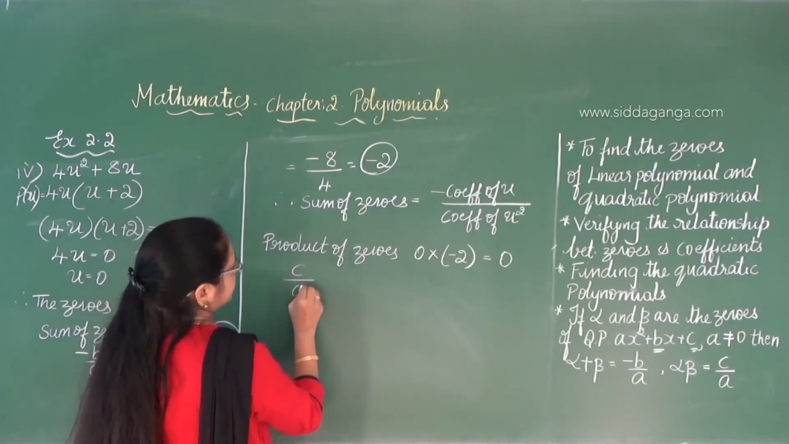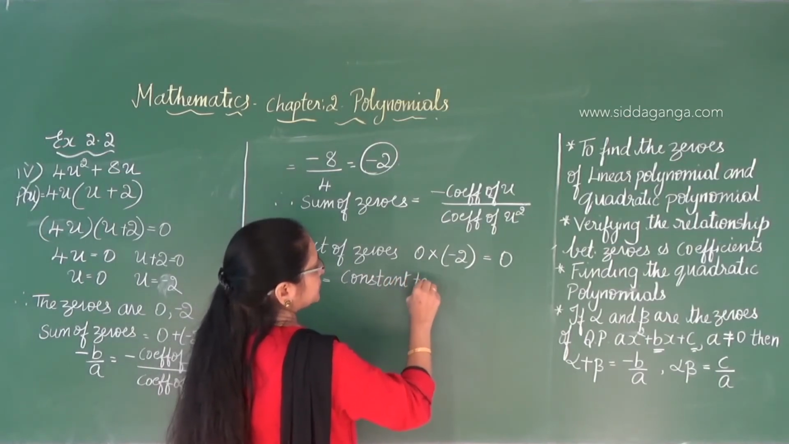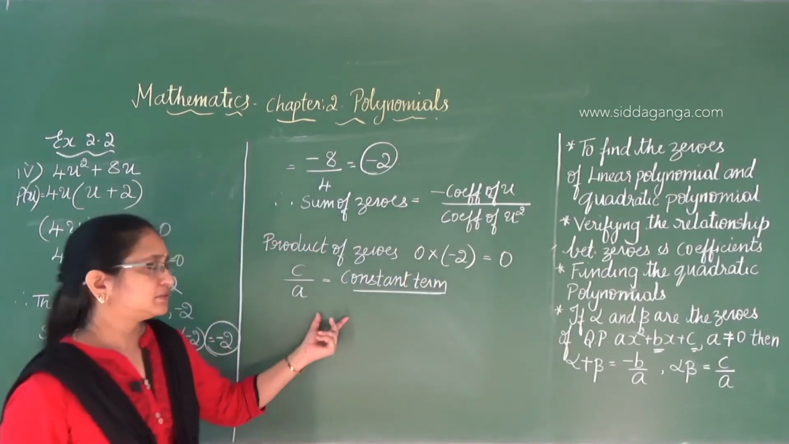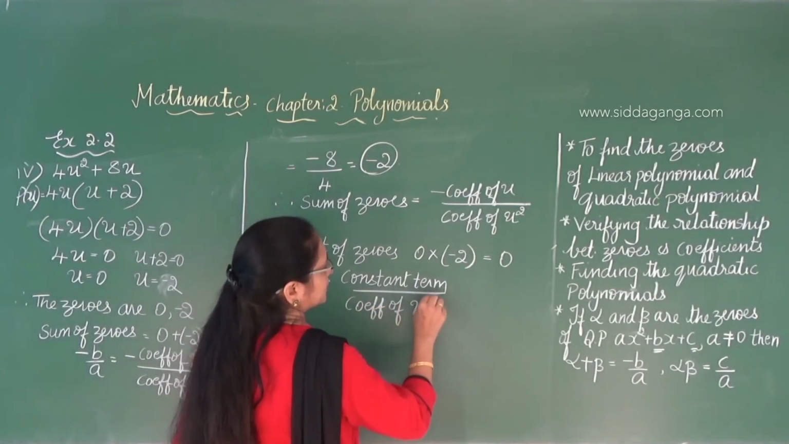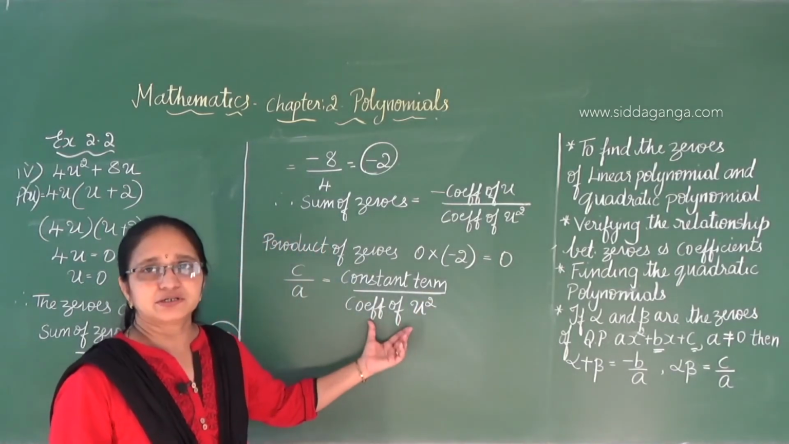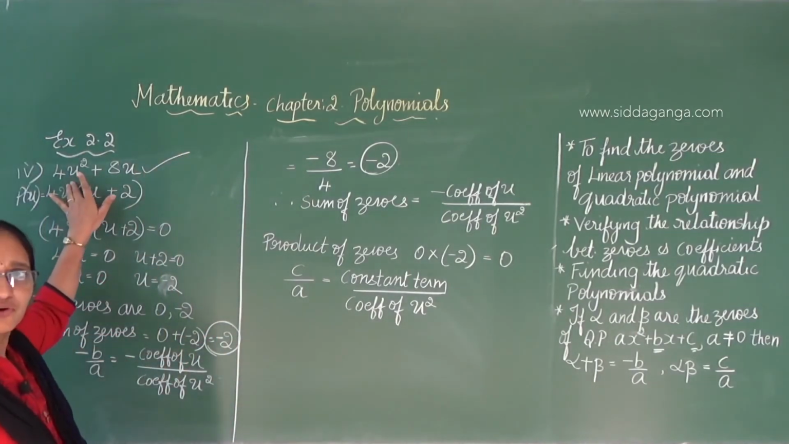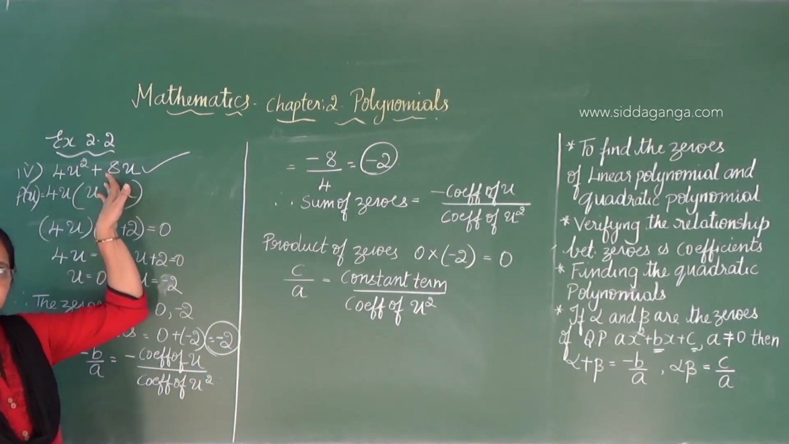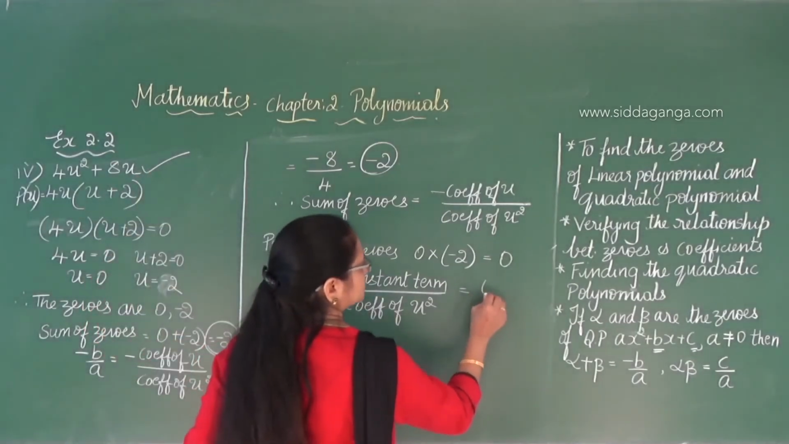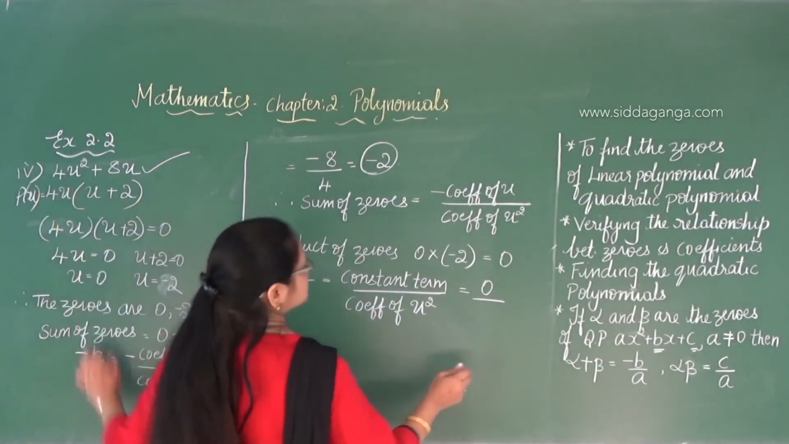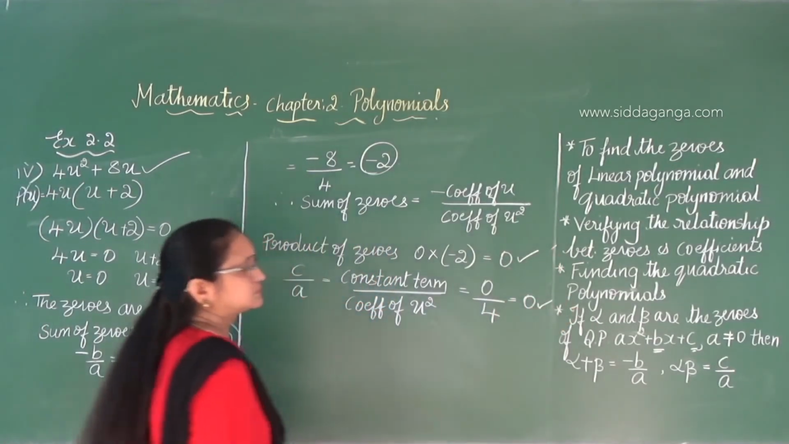Now c by a is nothing but constant term divided by coefficient of u square. Now you should observe carefully here. Just compare this one with the general form, 4u square plus 8u. See here, we don't have a constant term, so definitely it is 0. 0 by coefficient of u square, which is 4, so this is 0. See, we got 0.